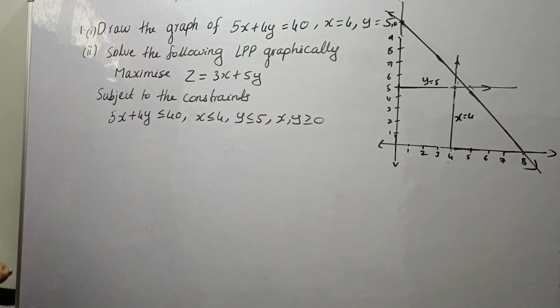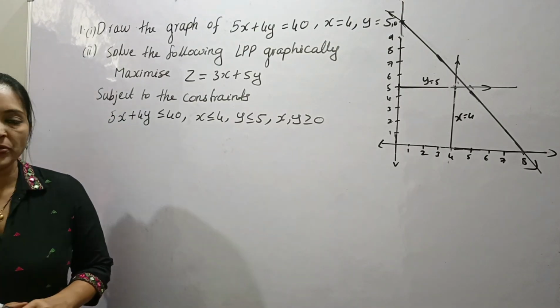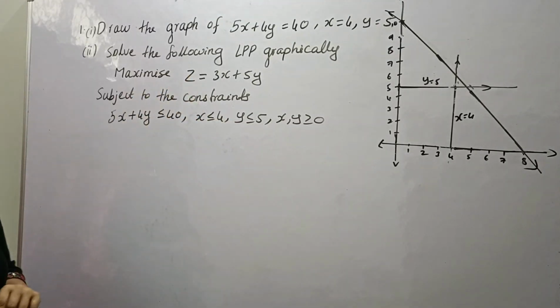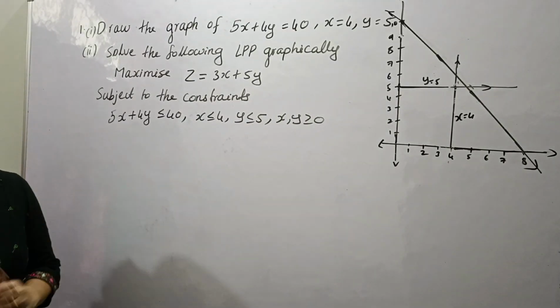subject to the constraints 5x plus 4y less than or equal to 40, x less than or equal to 4, y less than or equal to 5, x, y greater than or equal to 0. So these are the given constraints and the objective function is maximize z is equal to 3x plus 5y. Here first of all we have to draw the graph, right?